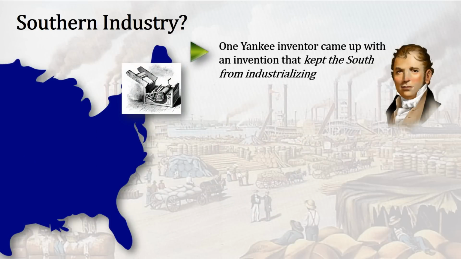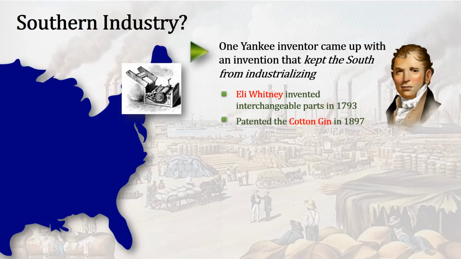Well, there is one Yankee inventor that came up with an invention that I think kept the South from industrializing and perhaps held the South back. That would be Eli Whitney. He invented a system of interchangeable parts in 1793. He patented the cotton gin, which is short for engine, in 1797.